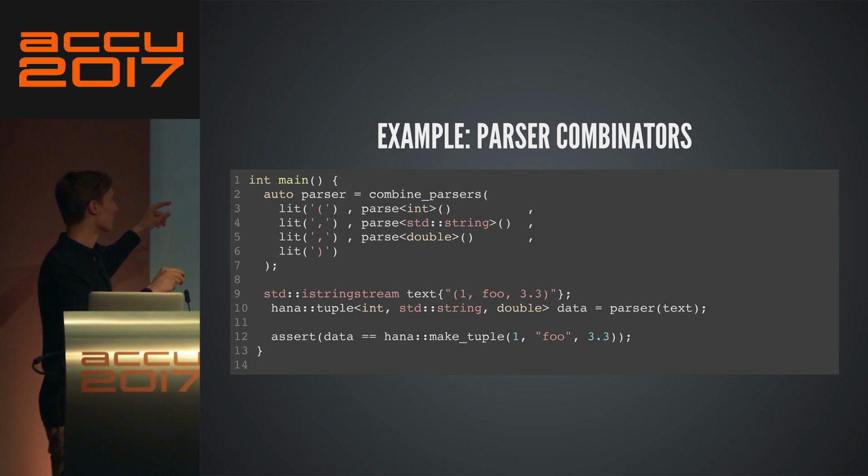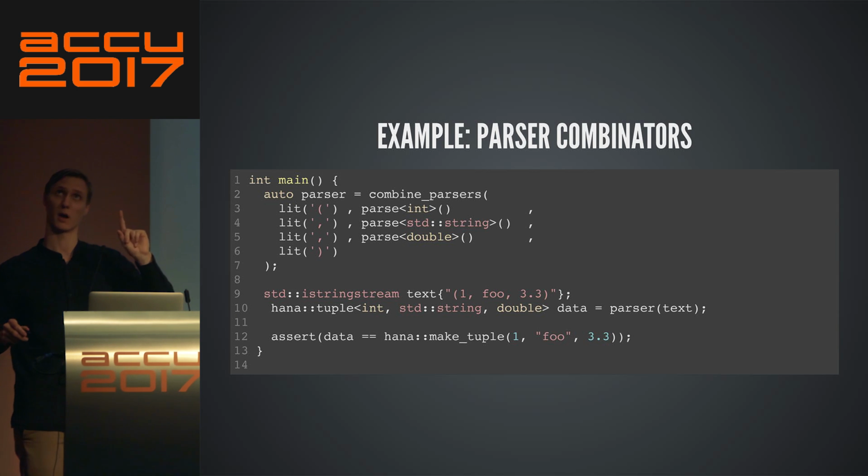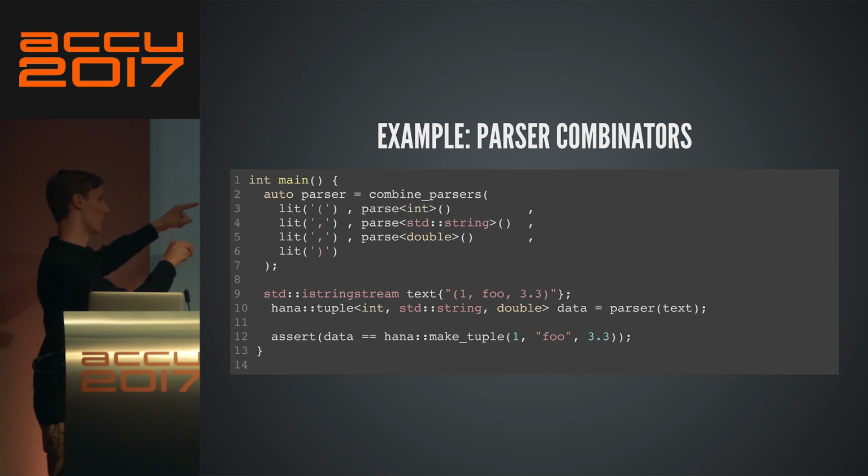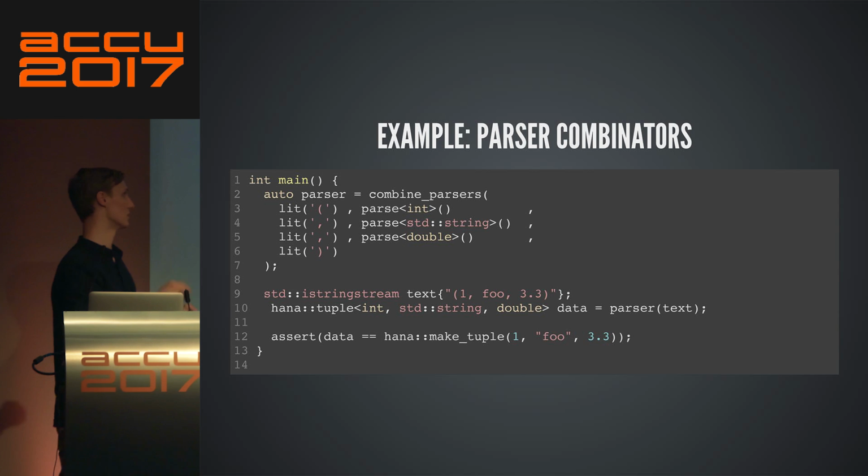And then given a string, you want to parse that, and you want it to figure out that, oh, I don't care about the open parens. I don't want to know about the value of the open parens. I just want to make sure that there is one, right? But then when you're going to parse the int, I want you to give me back the actual value of the int that you parsed. And you're going to give me that in a tuple. So when you call the parser on the text, it should give you back basically the int, the std string, and the double that it parsed.